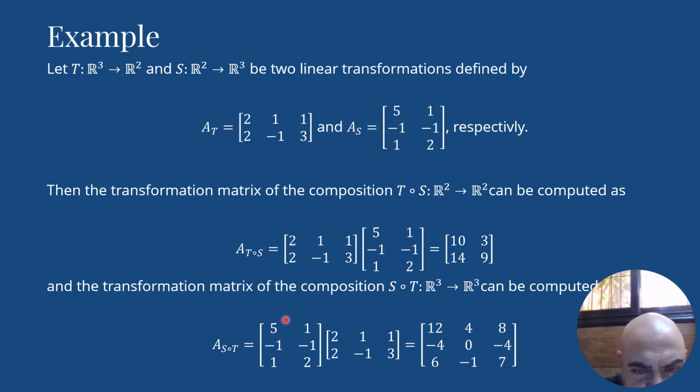For the transformation S composite T, we will use the linear transformation matrix standing for S times the linear transformation matrix standing for T. In this case, S is moving R2 into R3, and it will map into R3, so mapping R3 as an input, and the result will be in R3, as you see. And that's the linear transformation matrix that we have.